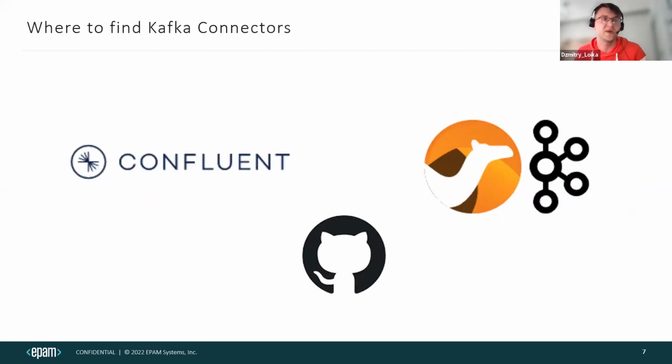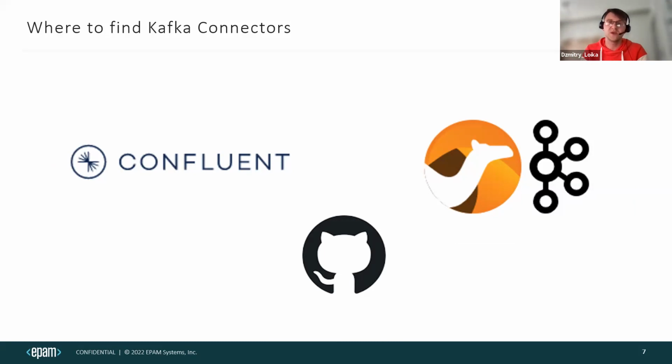Where to find Kafka Connect? I think the most suitable place to find different Kafka connectors is Confluent. The Confluent community has already prepared and distributed many very popular components which we can use in an enterprise environment. But some of these components are paid, and some are free.